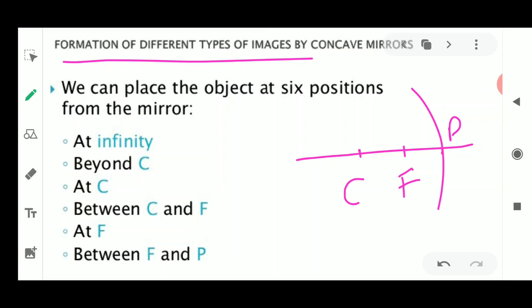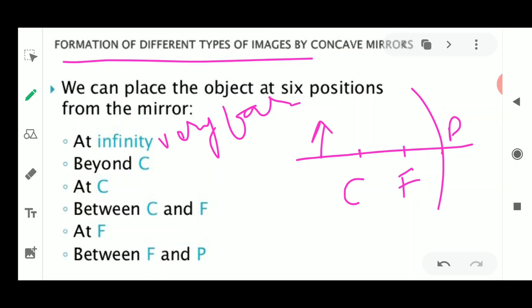Now first I told that the object is placed at infinity. Infinity means somewhere very far away. This is the symbol for infinity. Sometimes it is used like this, or sometimes it is written as infinity. Infinity means very far. Now next is beyond C. Beyond C means beyond the center of curvature, after the center of curvature. The object could be placed like this.